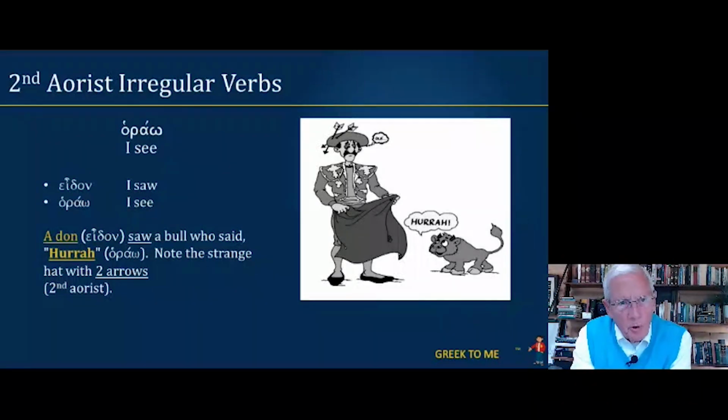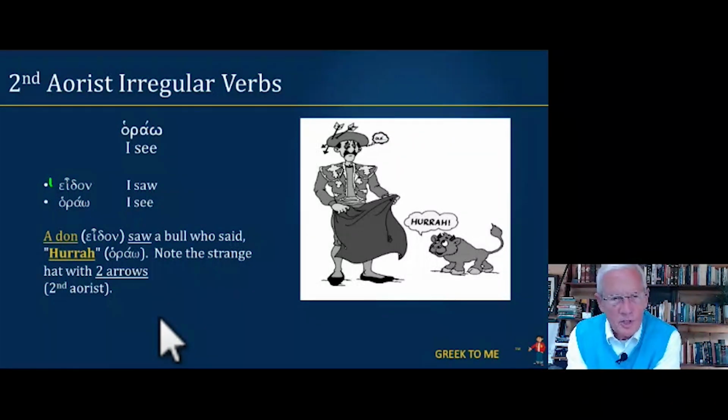All right, the verb horao. We saw this in the future as opsomai. Now notice the second aorist. Eidon, I saw. So we have a little picture here of a Mexican bullfighter who's a don for eidon, saw, that's what it means, a bull who said hooray. Hooray stands for horao. And notice the strange hat with the two arrows in it. That's for second aorist.